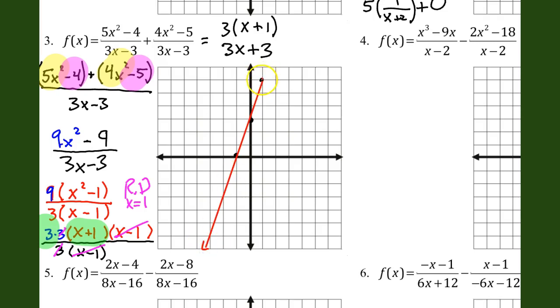Okay. And don't forget about the open circle here, where we divide by 0 at positive 1. So it should be there at positive 1.